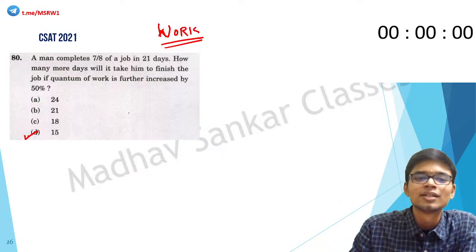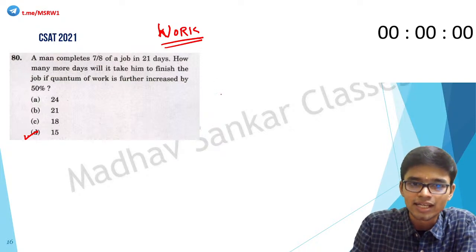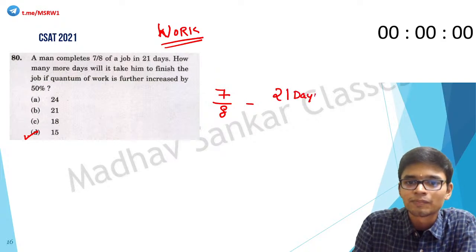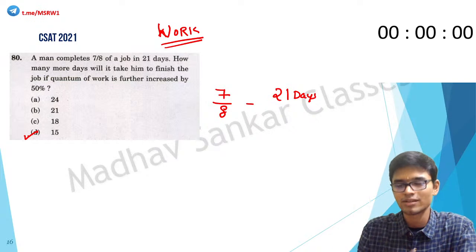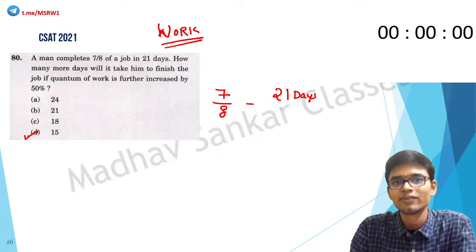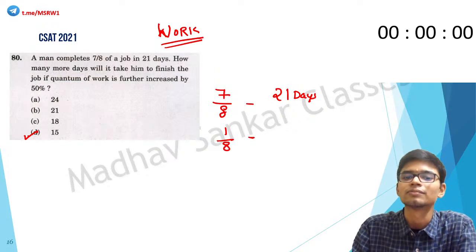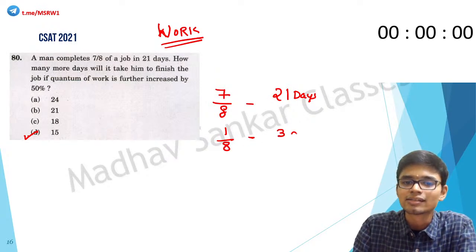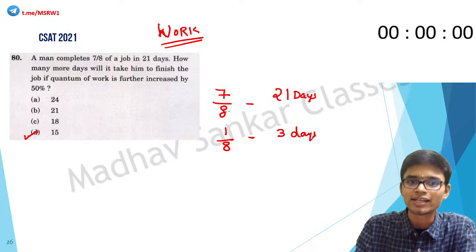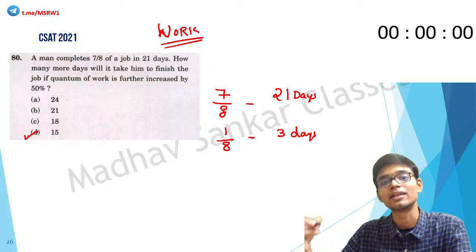So how do we solve this? The question says a man completes 7/8 of the job in 21 days. So 7/8 of the job is completed in 21 days. How do we move forward? If 7/8 of the job is completed in 21 days, how much time does it take to complete 1/8 of the work? It is 3 days. Is it right or wrong? Divide both sides by 7. If we divide this fraction by 7, it is 1/8. If we divide 21 by 7, it is 3 days. So 1/8 of the work is completed in 3 days.